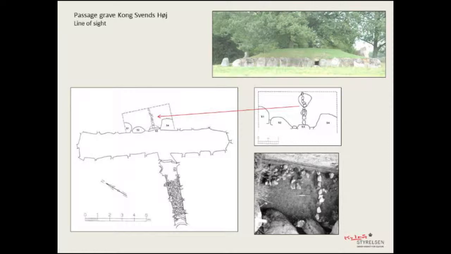In the passage grave King Svend's Mound, we found a line of small stones on the bottom of the mound just behind two orthostats, under the packing behind the later drywalling. This line is flush with one of the walls of the passage. Therefore, this may be a line of sight in use during the initial phase of the construction.